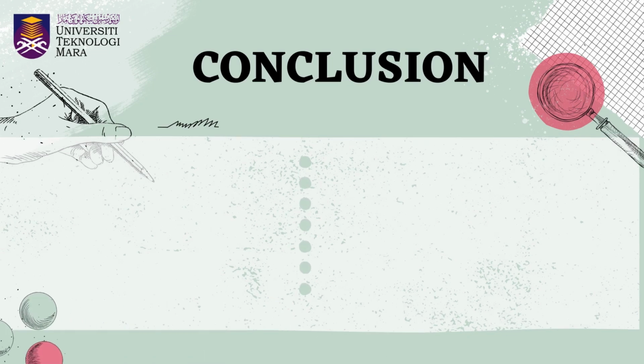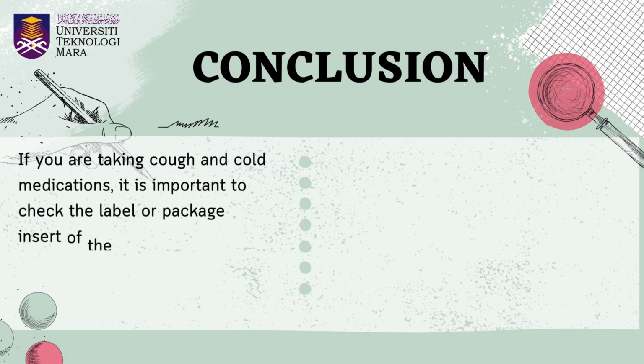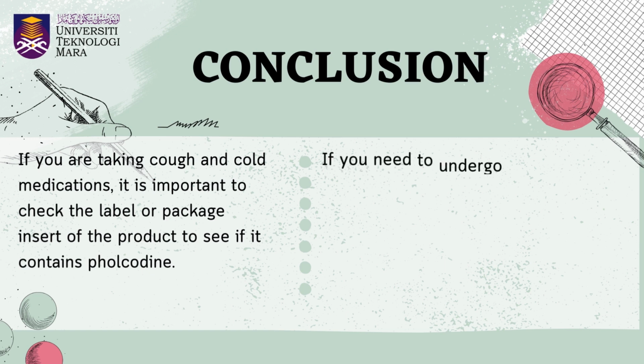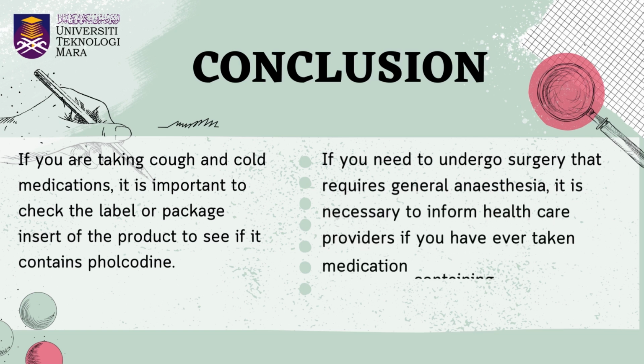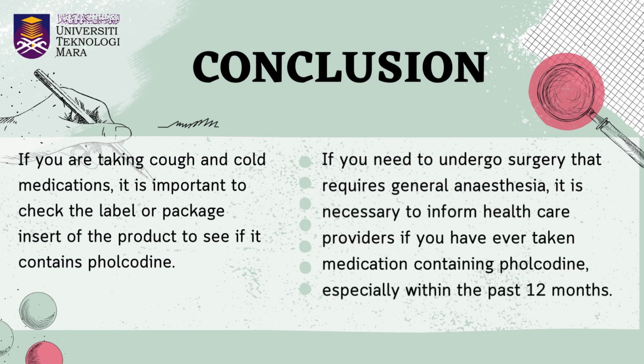For the conclusion of our group's presentation for the day, a little bit of advice: if you are taking cough or cold medication, it is important to check the label or package insert of the product to see if it contains pholcodine, which is not suitable for health nowadays. And if you need to undergo surgery that requires general anesthesia, it is necessary to inform your healthcare provider if you have ever taken a medication containing pholcodine, especially within the past 12 months before the date of the surgery.